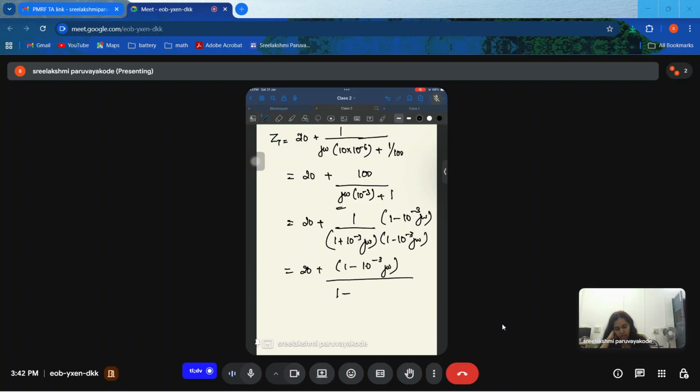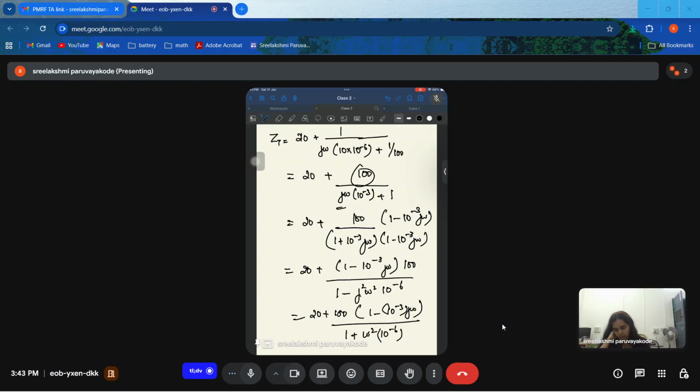So this is 1 minus, what about here? j square omega square 10 to the power minus 6. j square is again negative 1. So I can make 1 minus of minus, which is 1 plus. 20 plus, I forgot to write the 100 which is over here. Yeah, 100 times 1 minus 10 to the power minus 3 j omega by 1 plus omega square 10 to the power minus 6.